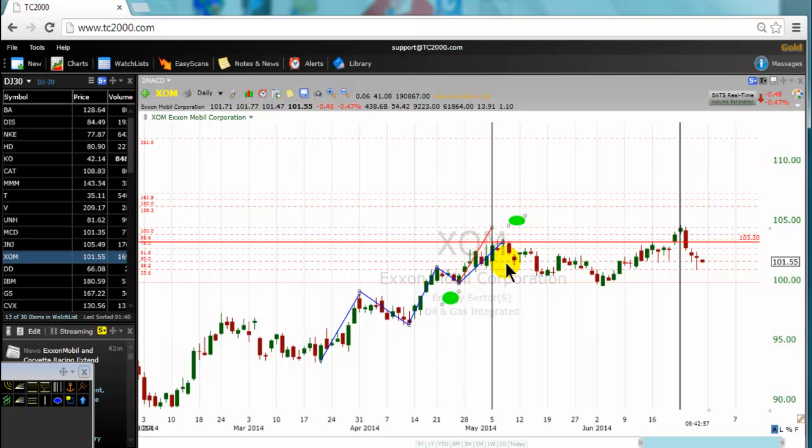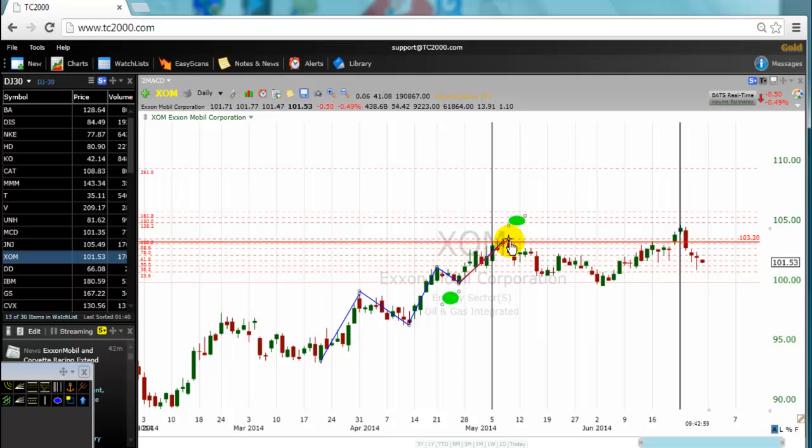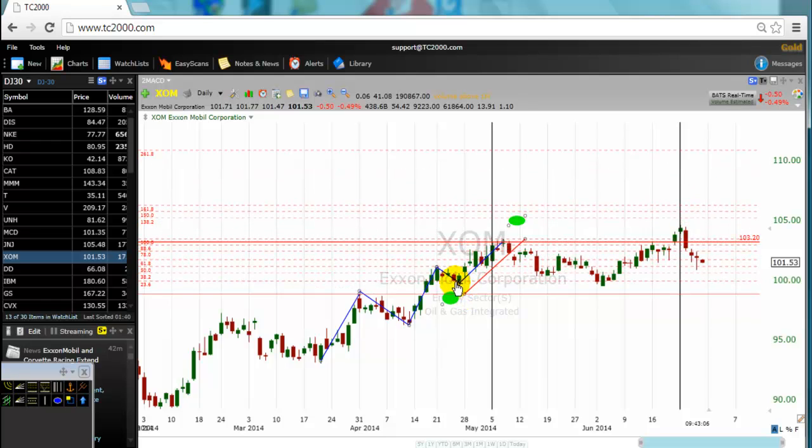Okay, so I want to see the high of the end of this move right here, and do it properly. Yeah, that's correct.